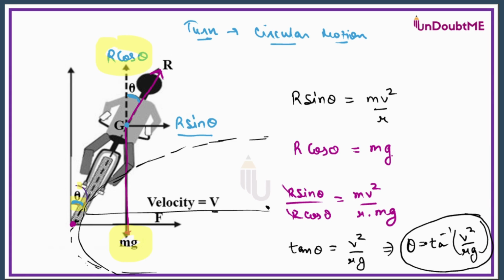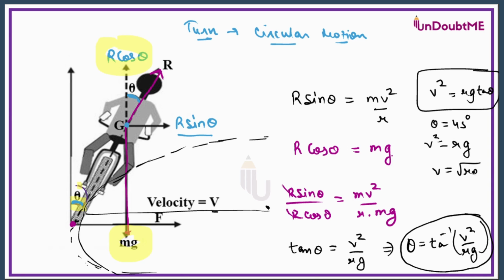From here we can also calculate the velocity: what is the safest velocity with which the person can take a turn? For that you can just use v square is equal to rg times tan theta, and from here you can get the velocity. Now just imagine that the bending angle is 45 degrees. That will most probably be given in the question if they are asking for velocity. In that case tan 45 will be 1, and we get v square is equal to rg, or v is equal to root rg.